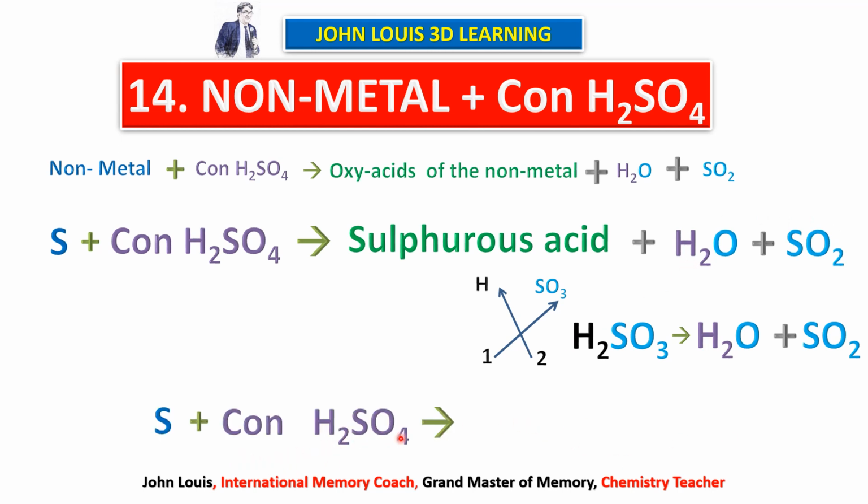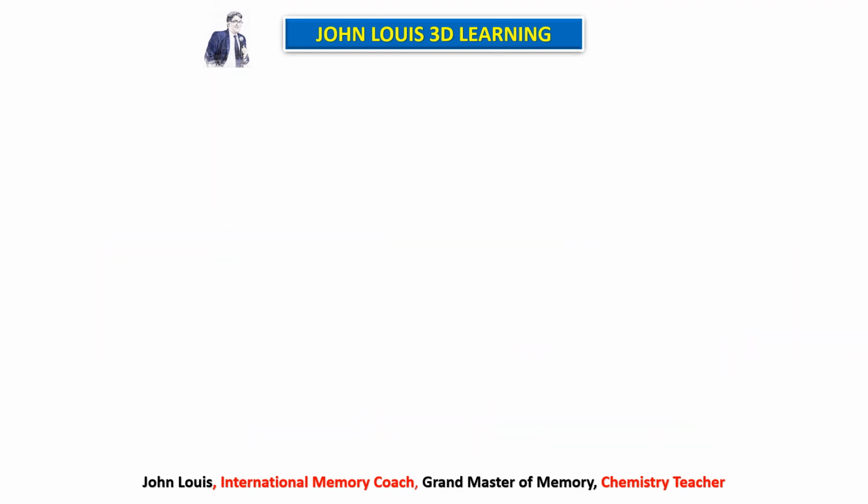Sulfur plus concentrated sulfuric acid gives H2O plus SO2. Then what happened to the sulfurous acid? That also decomposes to water and sulfur dioxide only. Therefore, there are only two products. If you balance this equation, you will get these numbers. Clear? Okay, now let's move on to the other type.